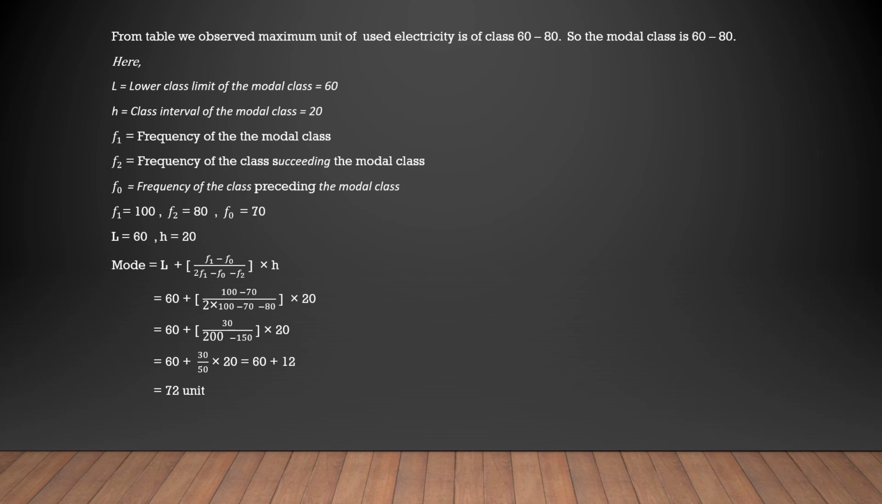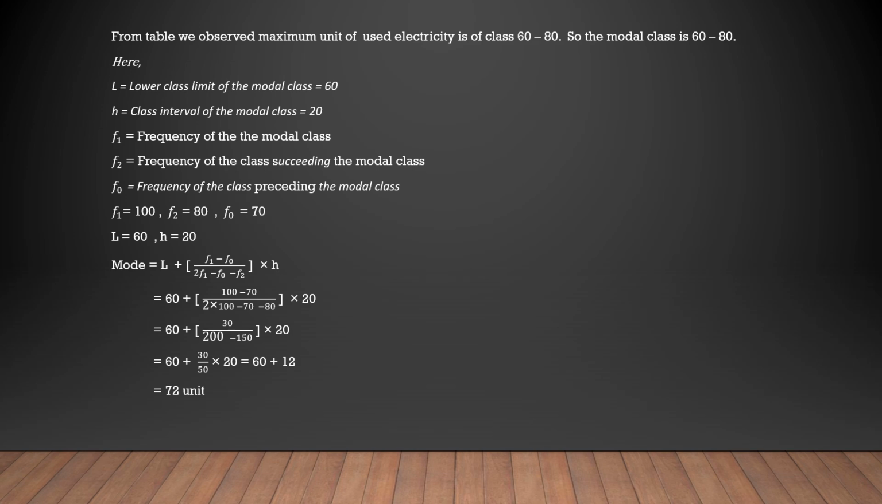Then we put in all the values. So L is equal to 60 plus F1, F1 is 100, minus F0, F0 is 70, by 2 into F1, 100, minus F0, 70, minus F2, 80, into H, 20. So 60 plus 100 minus 70 by 2 into 100 minus 70 minus 80, into 20.